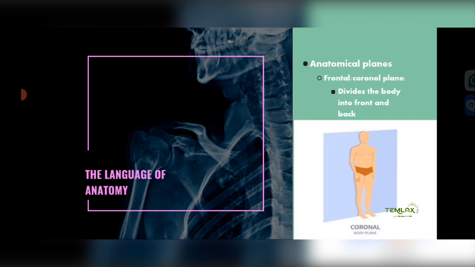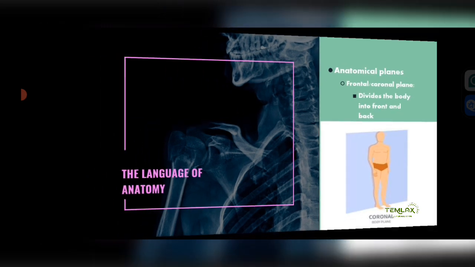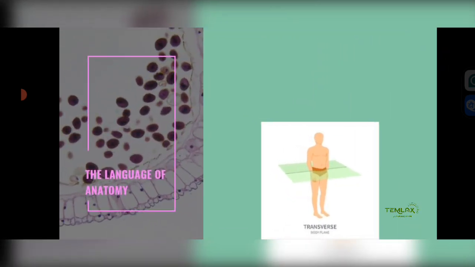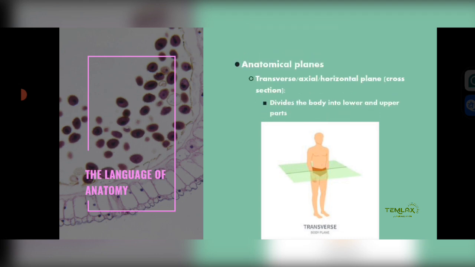The next plane that we'll be looking at is the transverse plane, and this is also called the horizontal plane or the axial plane, and divides the body into lower and upper parts. It is used for comparing the front and back as well as the left and right body parts. And this transverse plane is the most clinically used, as in medical images.